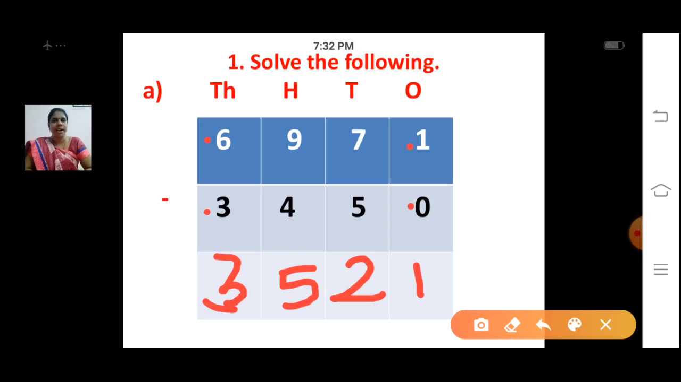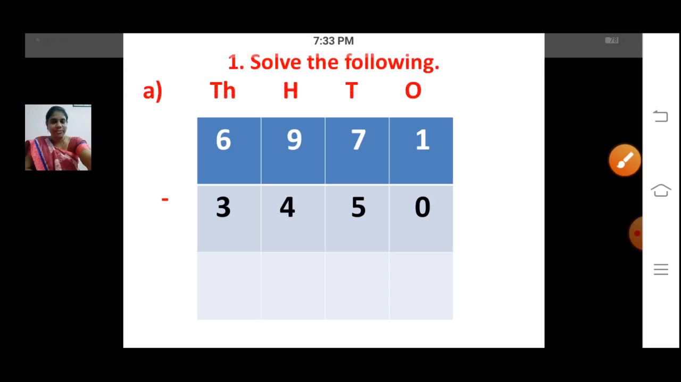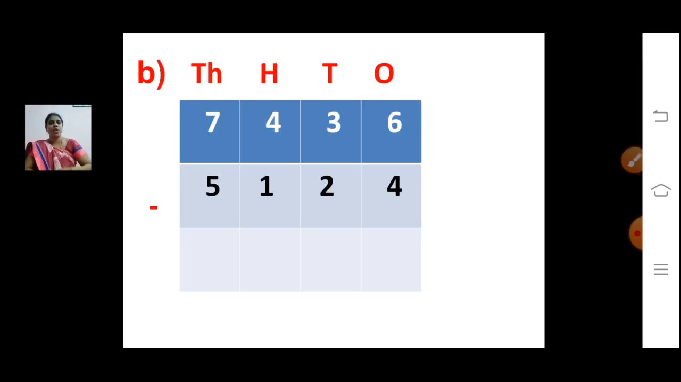Now let's subtract the hundreds place. 900 minus 400. 9 minus 4 is 5. 500. Write it down. Let's move on to the thousands place. 6,000 minus 3,000. 6 minus 3 is 3. So the answer is 3,521. This is without borrowing, right? Now let's see one more sum in this model.